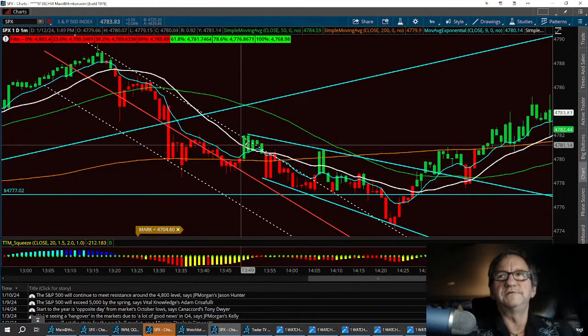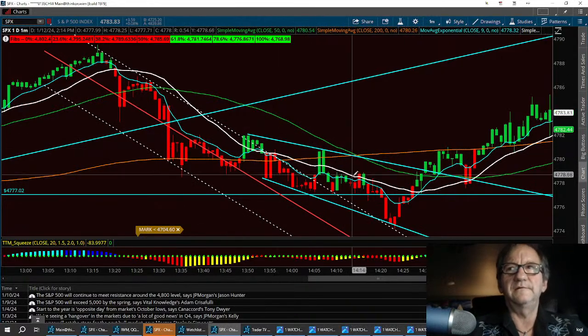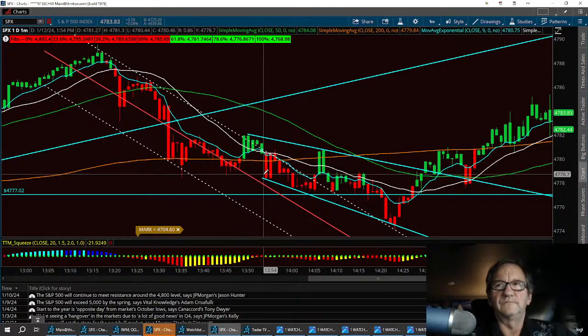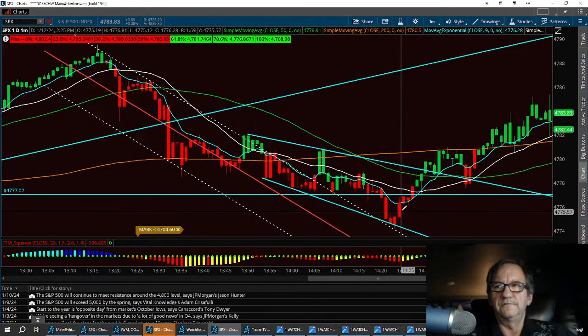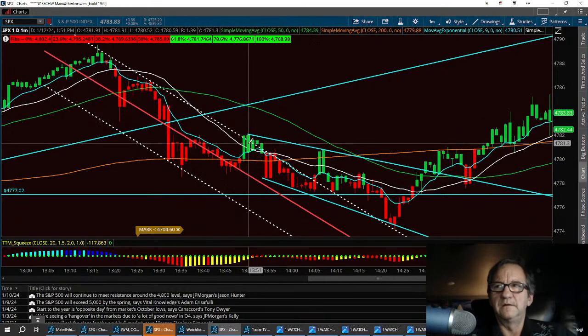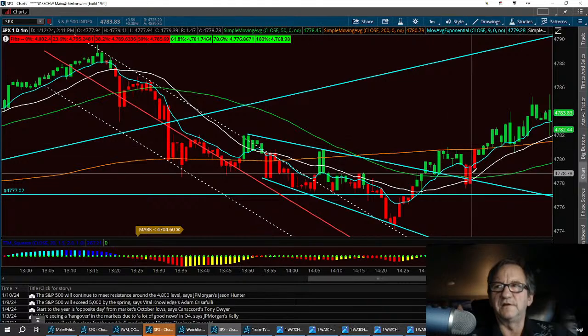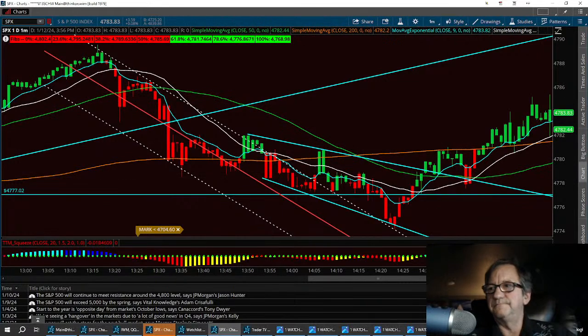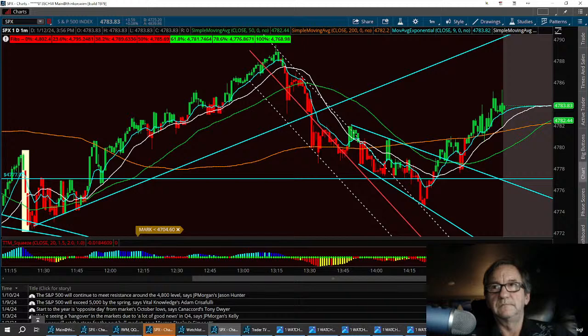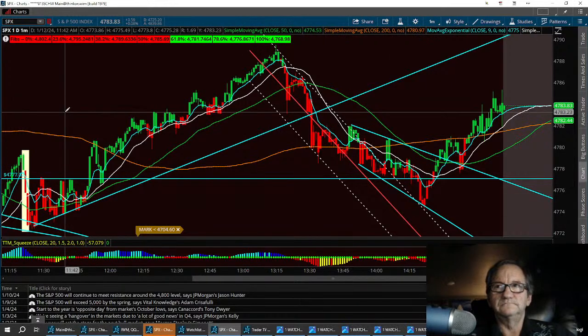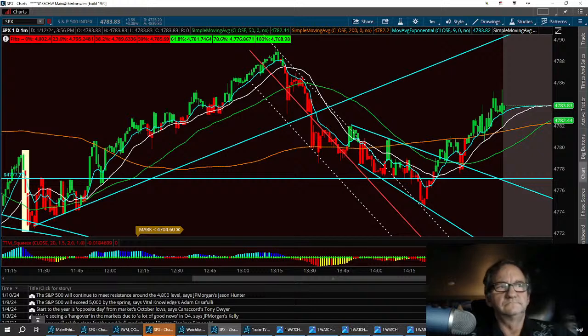Falling wedge. Once you broke out of the snake, there's your 1, 2, 3, boom. 1, 2, 3, boom. Then she pulls back and retests that trend line, runs up, breaks out. That's it.